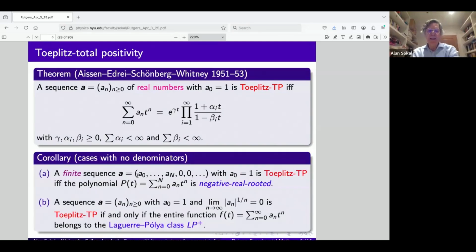In special cases, the cases with no denominators, a finite sequence is Toeplitz totally positive if and only if the polynomial is negative real rooted. That is to say, there are no denominators and you have finitely many numerators. And more generally, a sequence that decays fast enough so that its generating function is an entire function will be Toeplitz totally positive if and only if that entire function belongs to the Laguerre-Polya class. It's what we saw, but with no denominators.